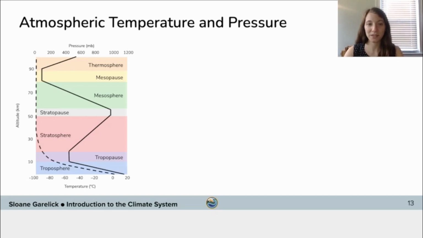The figure on the left is showing profiles of pressure and temperature of Earth's atmosphere. The pressure is shown in the dashed line and the temperature is shown in the solid black line. As you can see, pressure decreases higher in the atmosphere. However, the temperature changes are a bit more complicated and are defined by distinct layers in Earth's atmosphere. Most of the atmospheric climate processes occur in the troposphere, so we'll primarily focus on this part of the atmosphere.